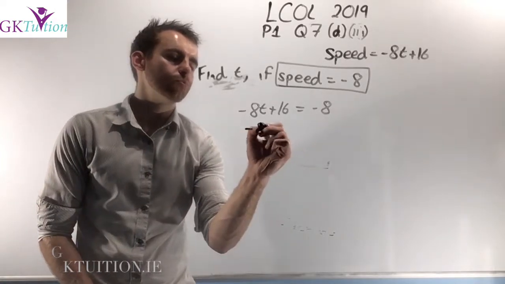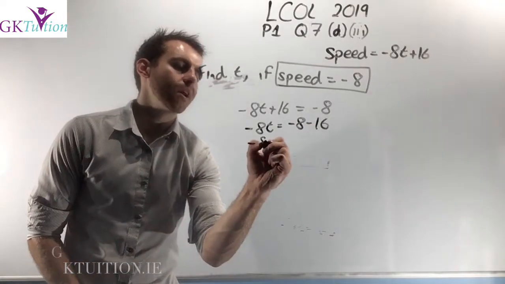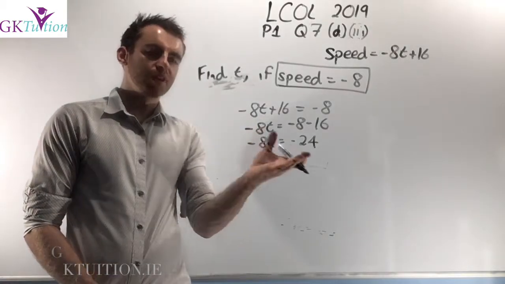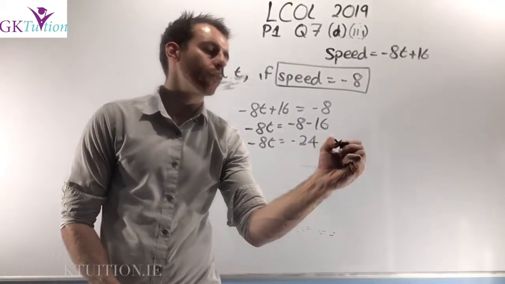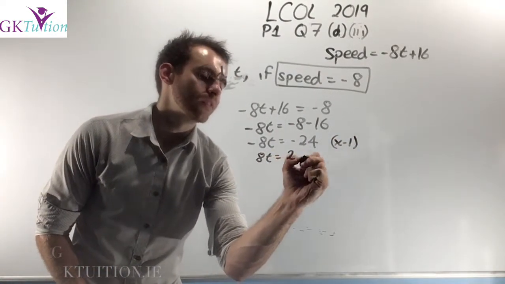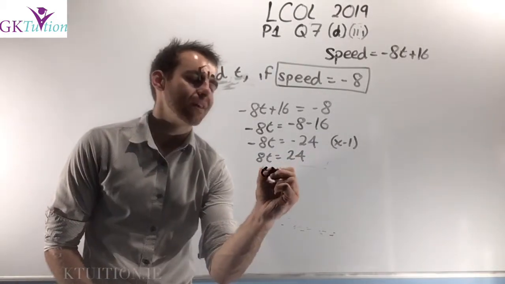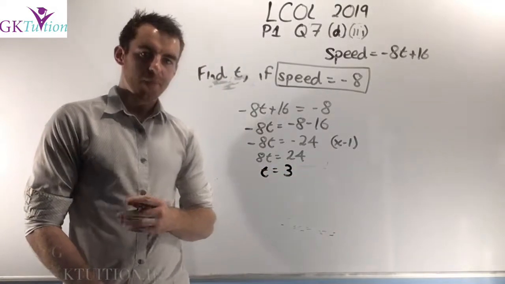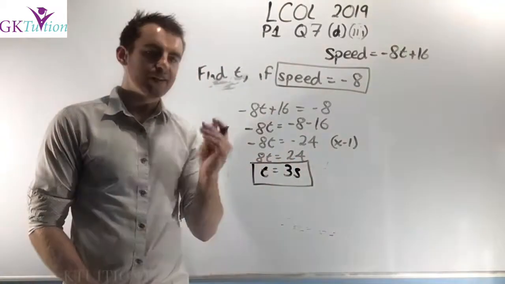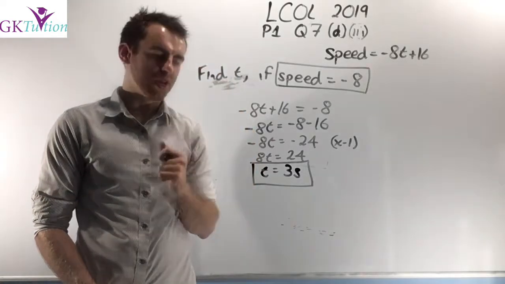The first thing I want to do is bring the 16 to the other side, and it's clearly going to become negative. So minus 8t is equal to minus 24. Now, if both sides are negative, I can just change the signs, or in other words, multiply both sides by minus 1, in which case 8t is equal to 24. If 8t is equal to 24, I can divide both sides by 8, and I end up with t equal to 3. Time is represented in seconds, so t in this case is 3 seconds. 3 seconds after the ball was hit, it's going downwards at a speed of minus 8 meters per second.